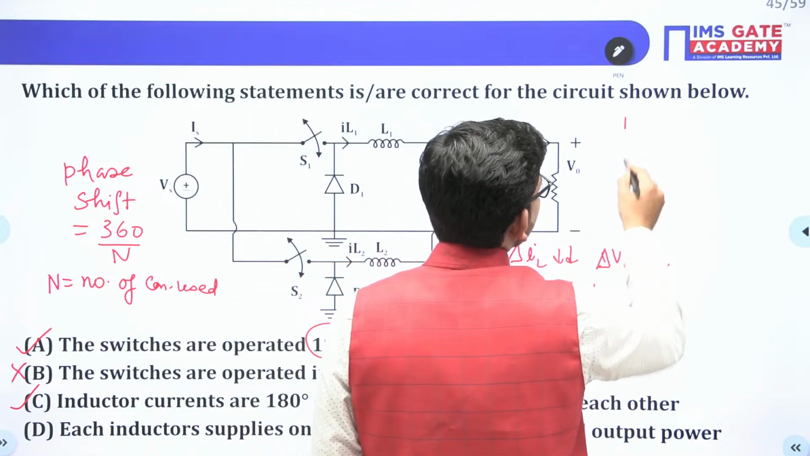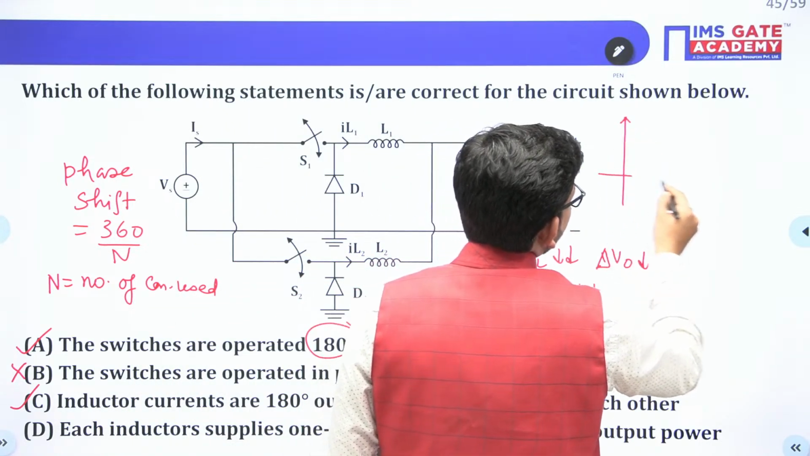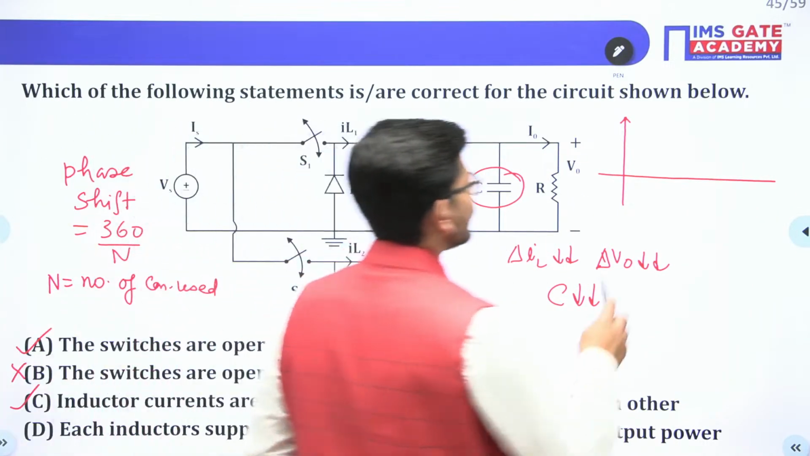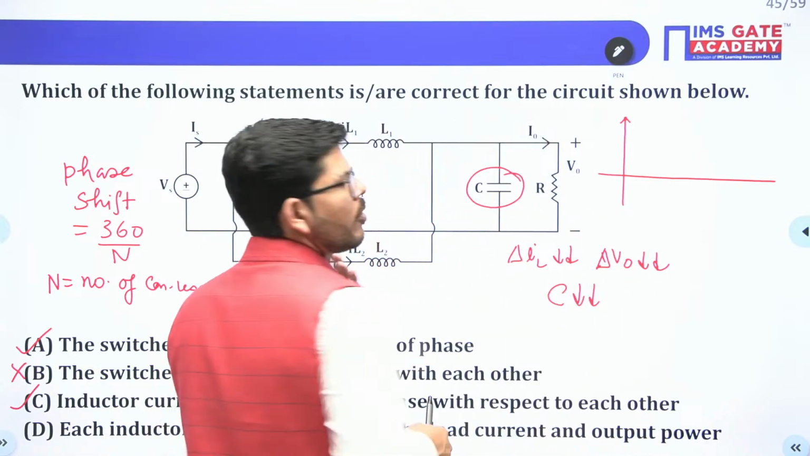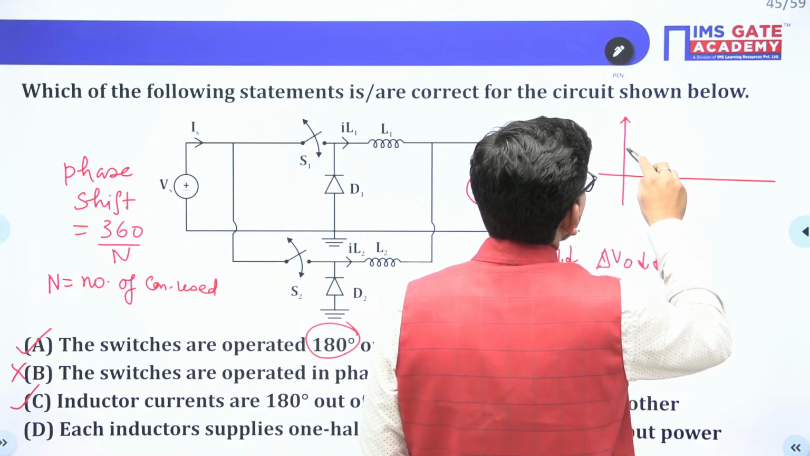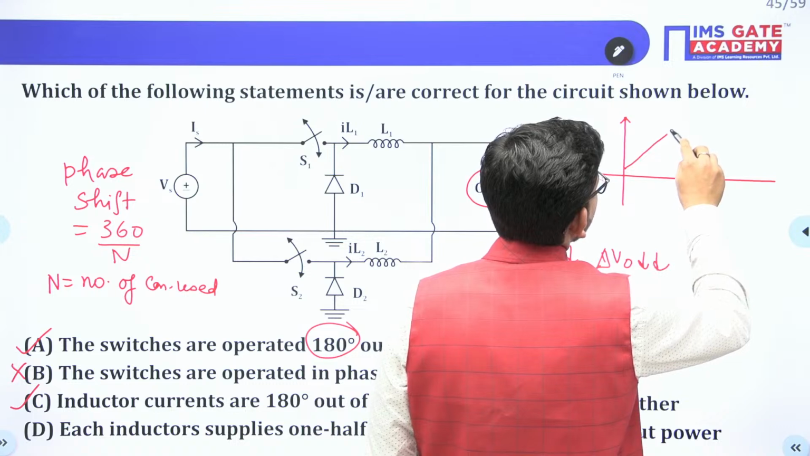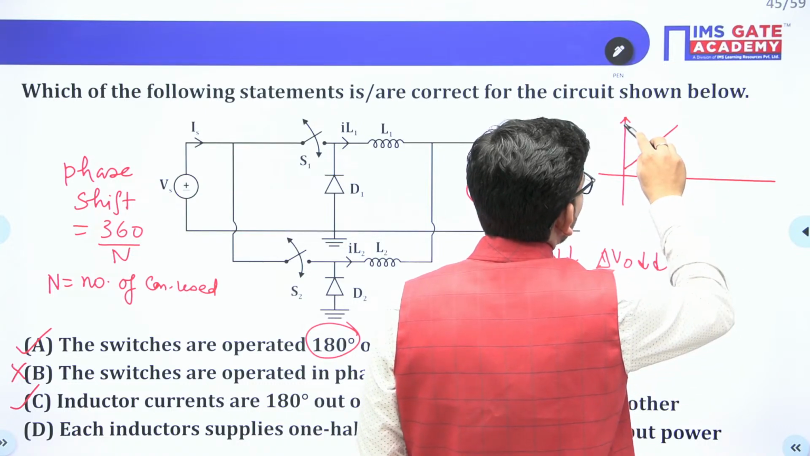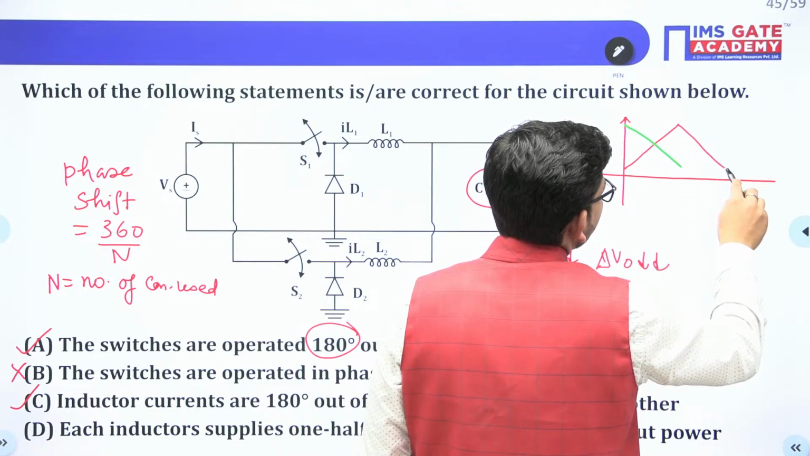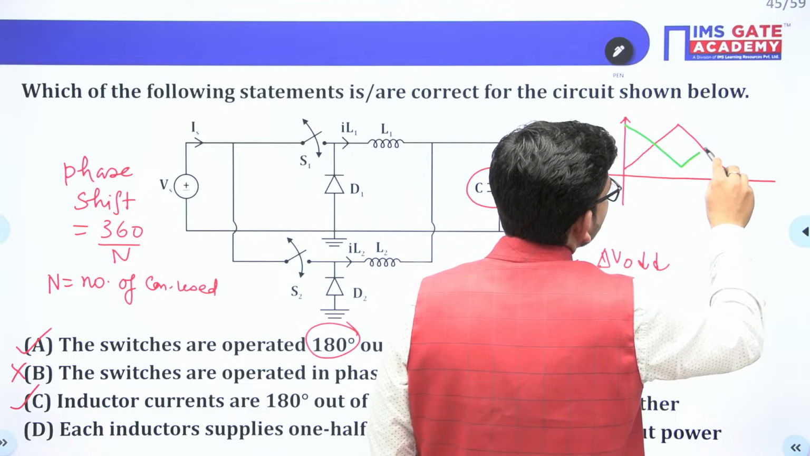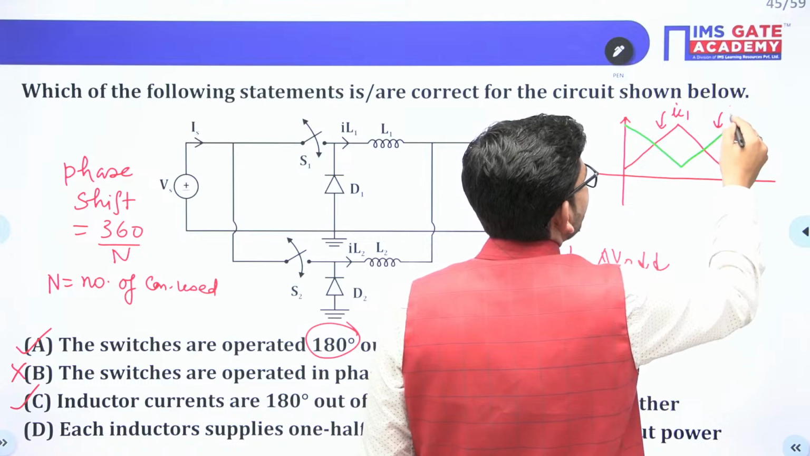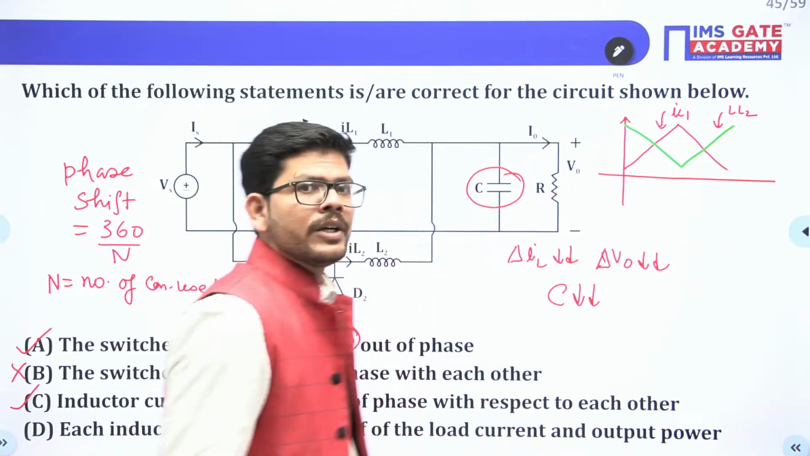Guys, what happens? See, at a time one converter will be operating and the second will be off. Means one switch will be on at a time and the other will be off. So when the first switch is on, what will happen? If suppose the first switch is on, inductor current is increasing, and the second switch is off, so inductor current will be decreasing. Then again we will turn off the first switch, it will be decreasing. Again we will turn on the second switch, it will be increasing. So this is the pattern of IL1 and this is the pattern of IL2. Okay. So what will happen?